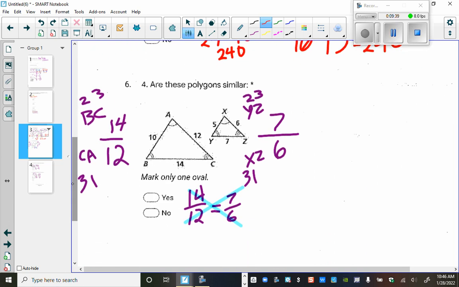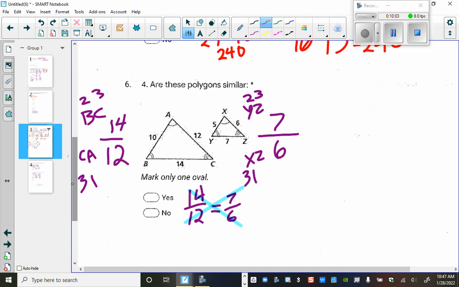Same thing. Now, if you're not sure, remember, order does matter. It goes back to what we were talking about earlier in the year. Because here, what we did was, we looked at which sides correspond to each other. Now, there's more than one way you can set up this ratio.